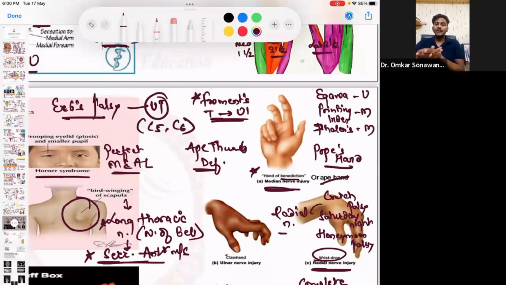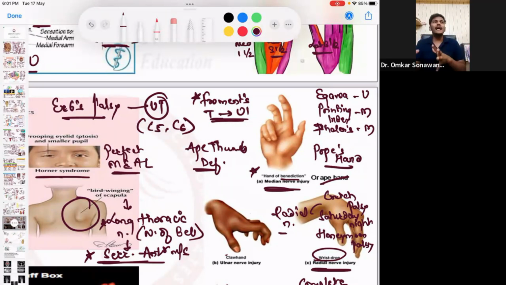And the Igawa test: when you ask the patient to raise a finger and move it sideways, it is due to which injury? Ulnar nerve injury. Which muscles are paralyzed? Very good, the palmar or the dorsal interossei, when the patient is unable to move the finger sideways.